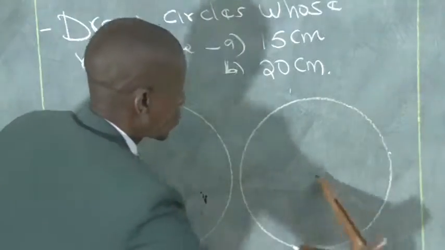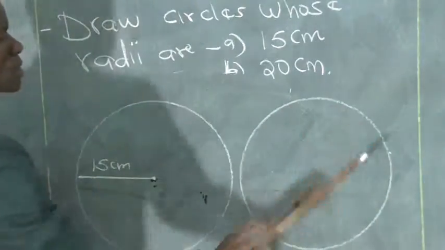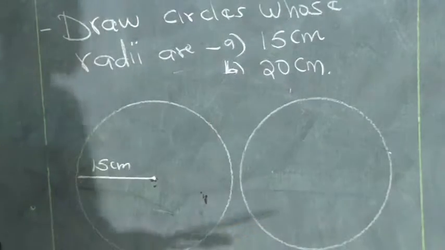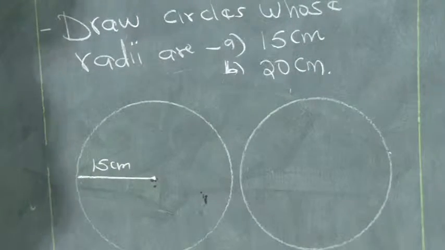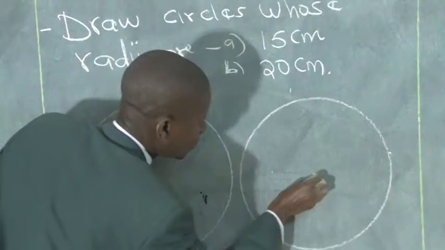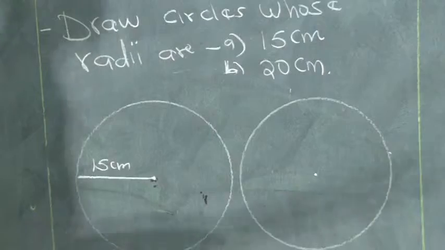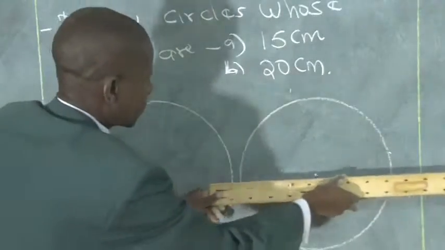So here's the circle drawn, whose radius is 20 centimeters. Now the point at which the pair of compasses was standing still marks the center of the circle. So it was standing through this point, so that is the center of that circle. Then from there, we need to draw the radius.